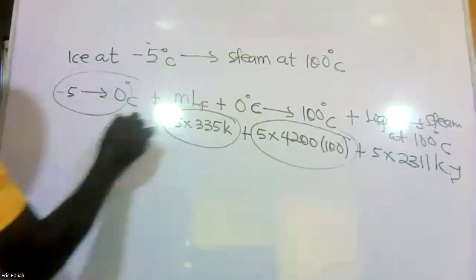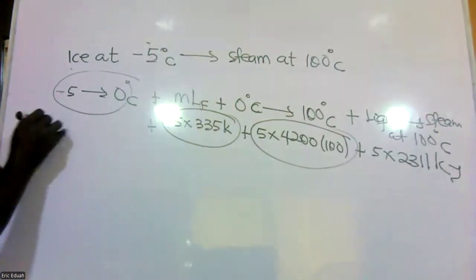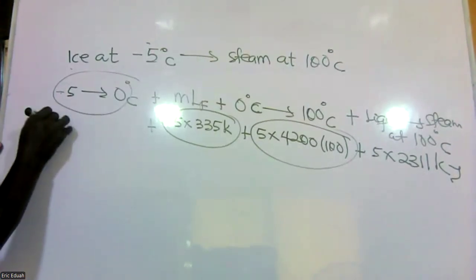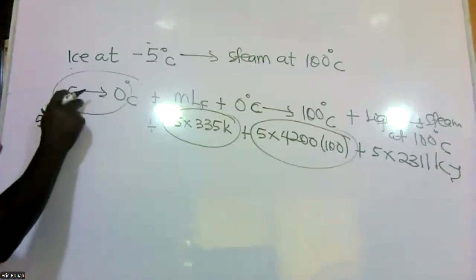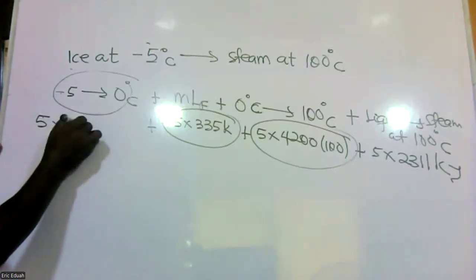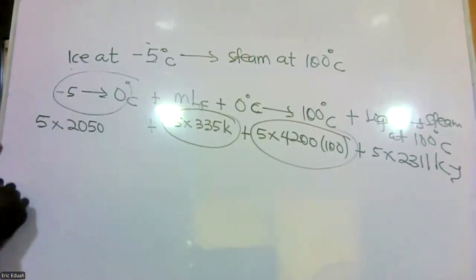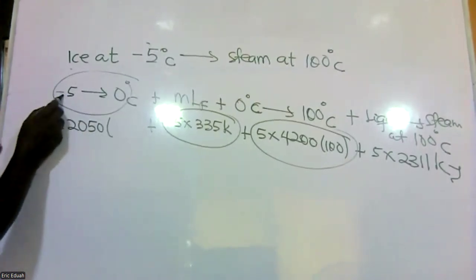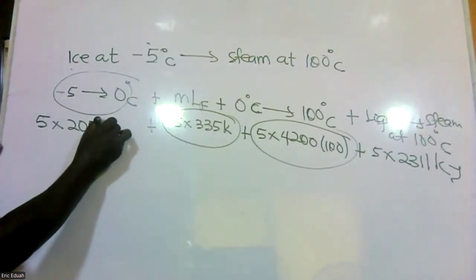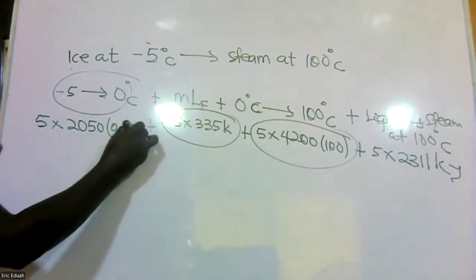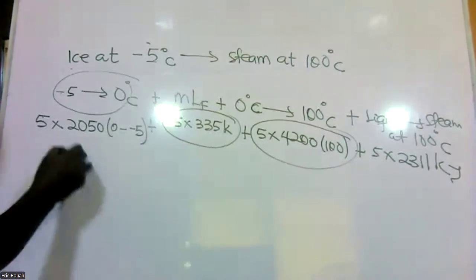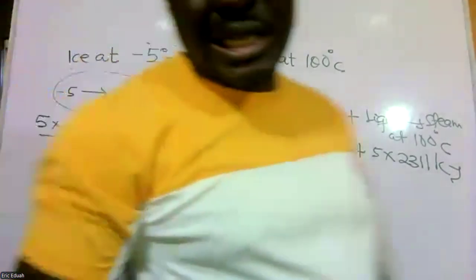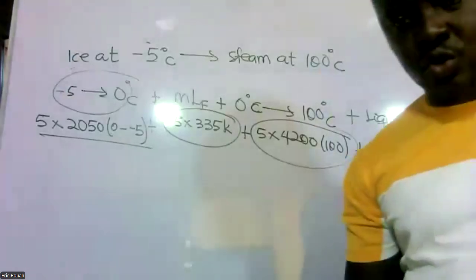The only thing which will add to this question will be the mass of ice, 5 times. Then I gave you the specific heat capacity of ice, 2050, times the change in temperature from negative 5 to 0. So 0 minus 5. So this is the only heat energy that would add up to whatever I've given to you.